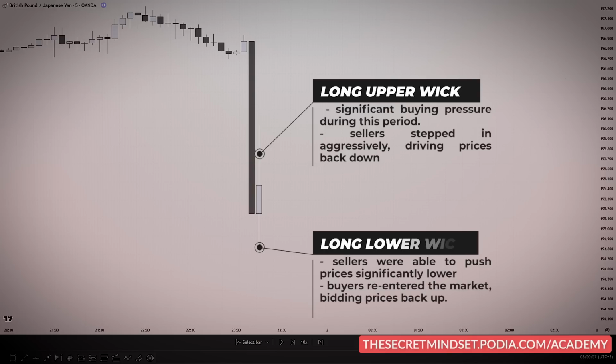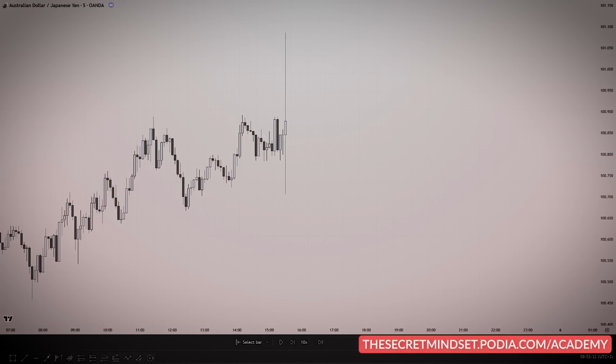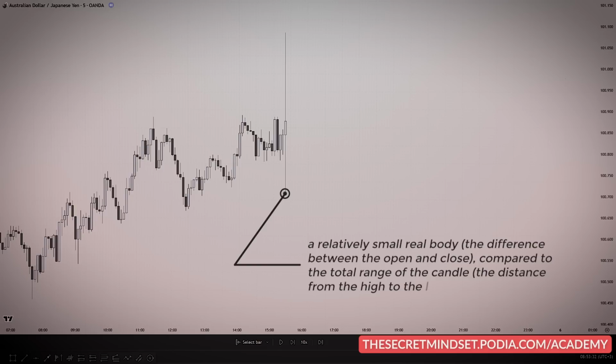The long lower wick shows that sellers were able to push prices significantly lower. But here, they meet strong opposition. Buyers re-entered the market at these lower prices, bidding prices back up. This back and forth between buyers and sellers continues throughout the period, resulting in a relatively small real body, which is the difference between the open and close, compared to the total range of the candle, which is the distance from the high to the low.